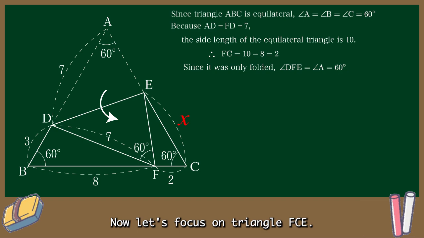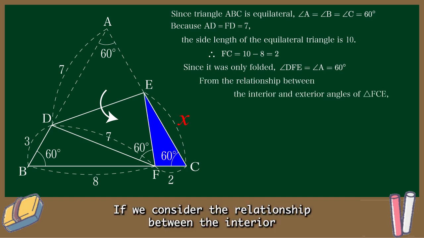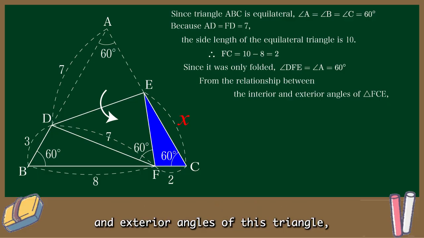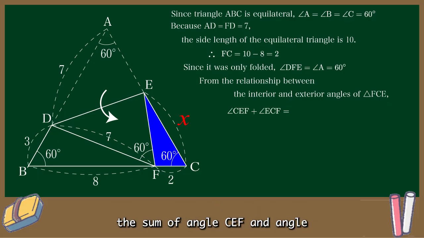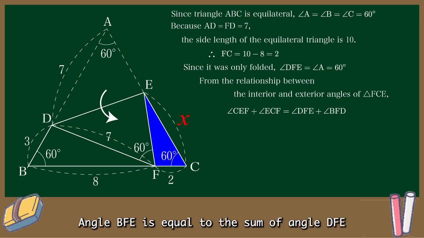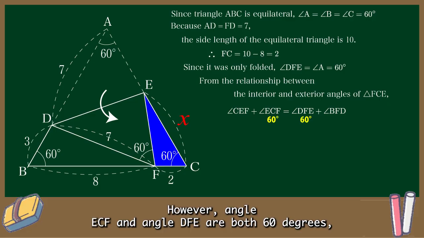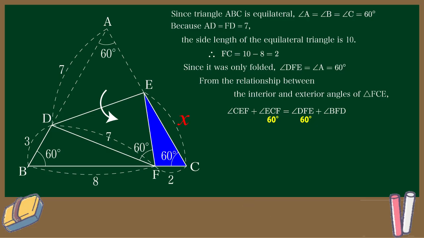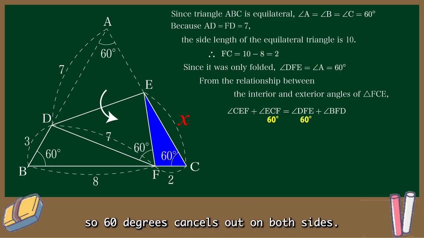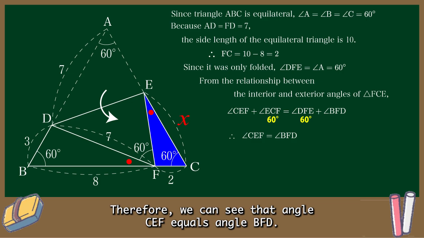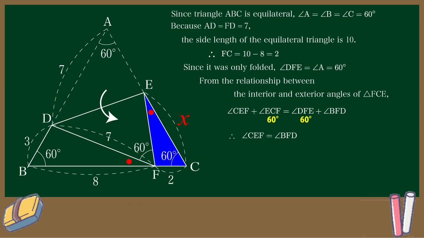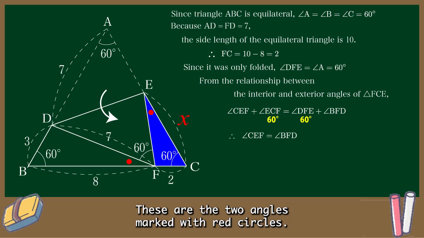Now, let's focus on triangle FCE. If we consider the relationship between the interior and exterior angles of this triangle, the sum of angle CEF and angle ECF equals the exterior angle BFE. Angle BFE is equal to the sum of angle DFE and angle BFD, so this equation holds. However, angle ECF and angle DFE are both 60 degrees, so 60 degrees cancels out on both sides. Therefore, we can see that angle CEF equals angle BFD. These are the two angles marked with red circles.